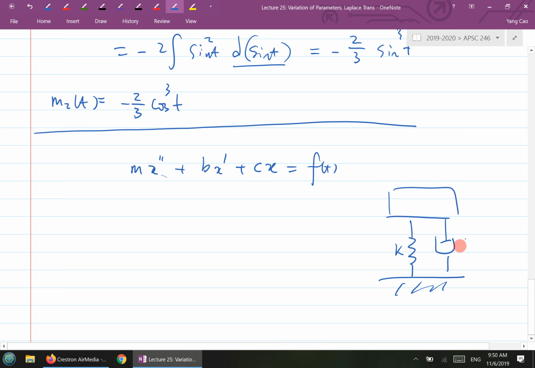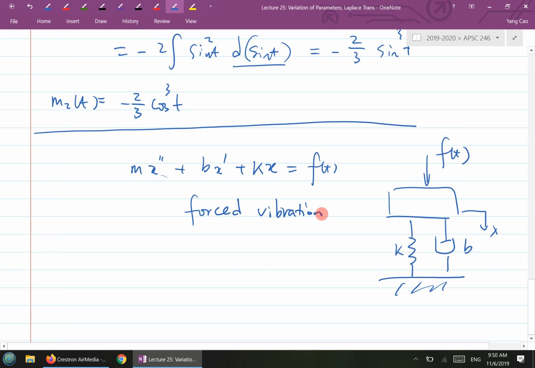But now, if you have an input here, with M, B, and K, and then you have your displacement, and maybe you have an input over here. This time, this is called forced vibration.